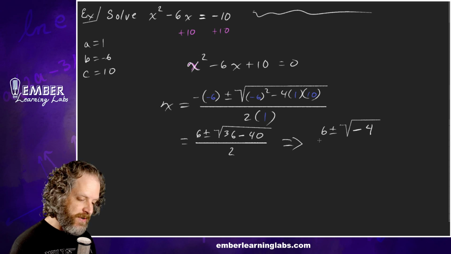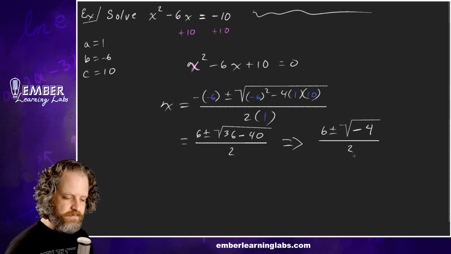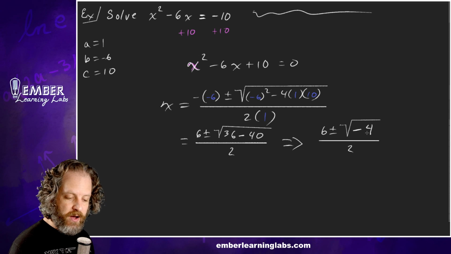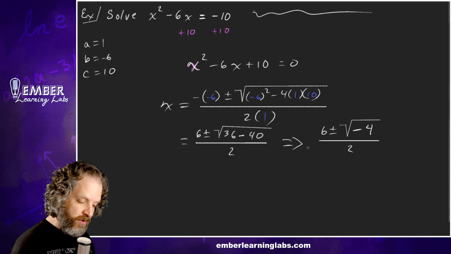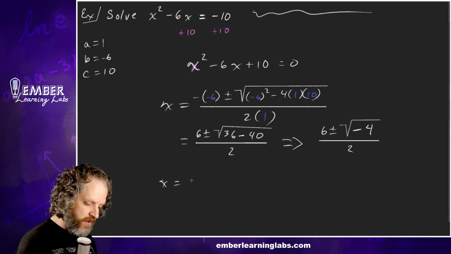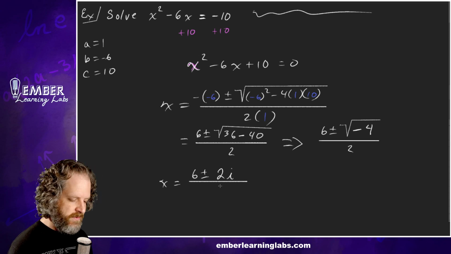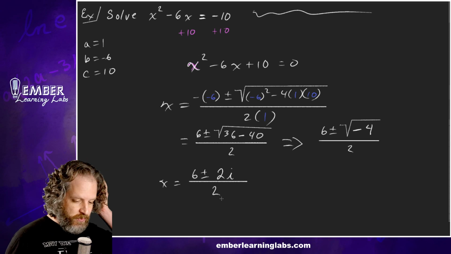What does that mean? It means we're going to have a complex answer over 2. Right? So, square root of negative 4. Well, the negative is going to pop out and it's going to be i, right? And the square root of 4 is 2. So this is going to turn into 6 plus or minus 2i over 2.